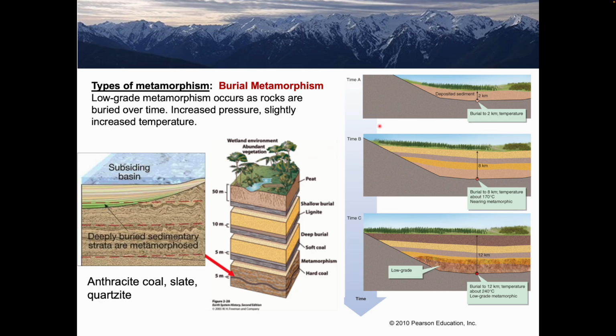On the right, we can see a progression of this. Let's say a thick package of sediment is buried to 2 kilometers deep. That's not very much pressure, geologically speaking, but it does result in some increase of temperature. As more sediment is deposited, the depth gets higher, as does the temperature, which increases at 8 kilometers depth to about 170 degrees Celsius, which is approaching the conditions that are considered metamorphic.